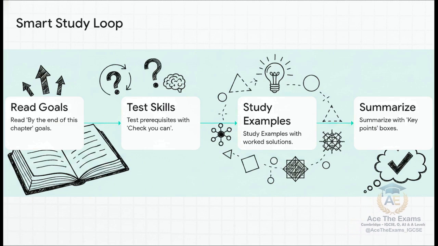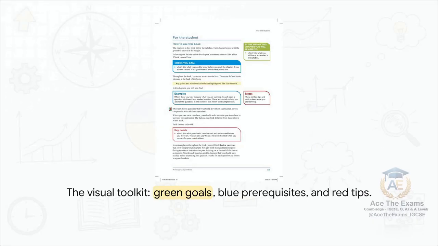If you just follow these 4 steps sequentially, you are automatically wiring your brain to answer questions exactly the way the examiners want to see them. The textbook actually hands this to you explicitly through a visual toolkit. You've got green boxes for the goals, this is what you must achieve.